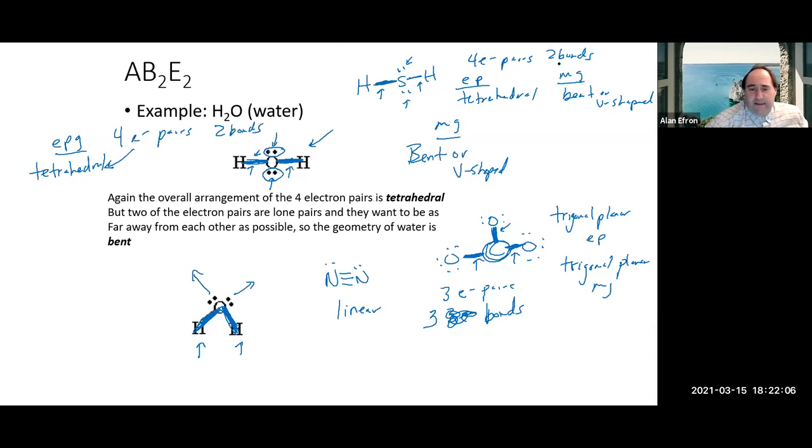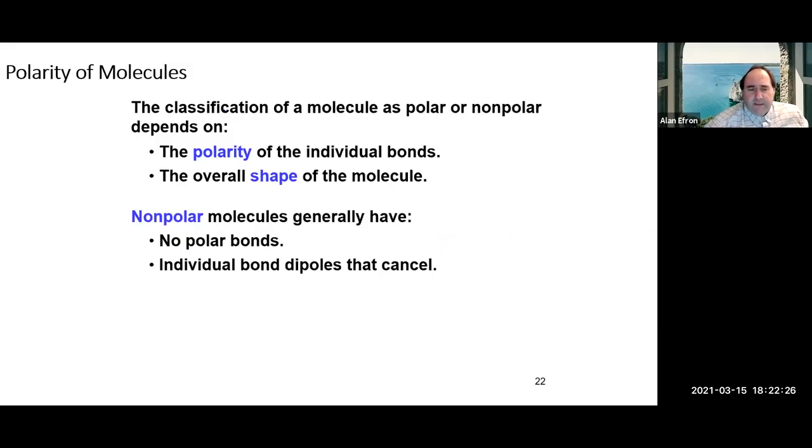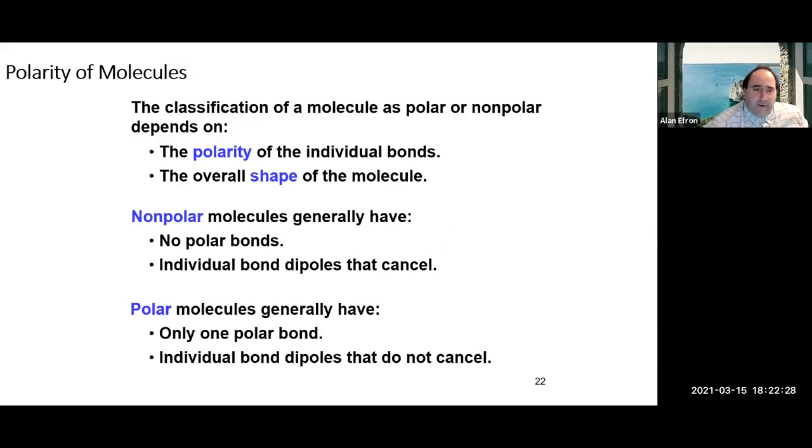Okay, then let's finish up talking about this chapter here. The last thing we're going to talk about is really polarity. This is a table similar to one that you have in your book of the different shapes and stuff like that. So you should have one very similar to this table. Earlier we talked about bond polarity, and what we're going to talk about here is the entire molecular polarity. Bond polarity is when we talk about an individual bond between 2 atoms.